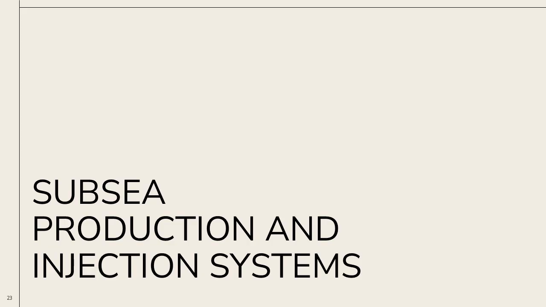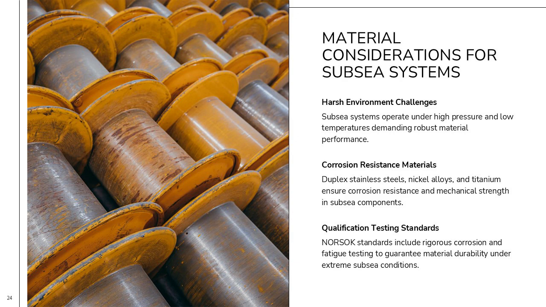Material considerations for subsea systems. Subsea production and injection systems operate in deep water environments with high hydrostatic pressure and low temperatures. Materials must provide exceptional corrosion resistance and mechanical strength. Duplex stainless steels, nickel alloys, and titanium are commonly used for critical components. NORSOK standards require rigorous qualification testing, including corrosion and fatigue assessments, to ensure long-term performance under extreme conditions.